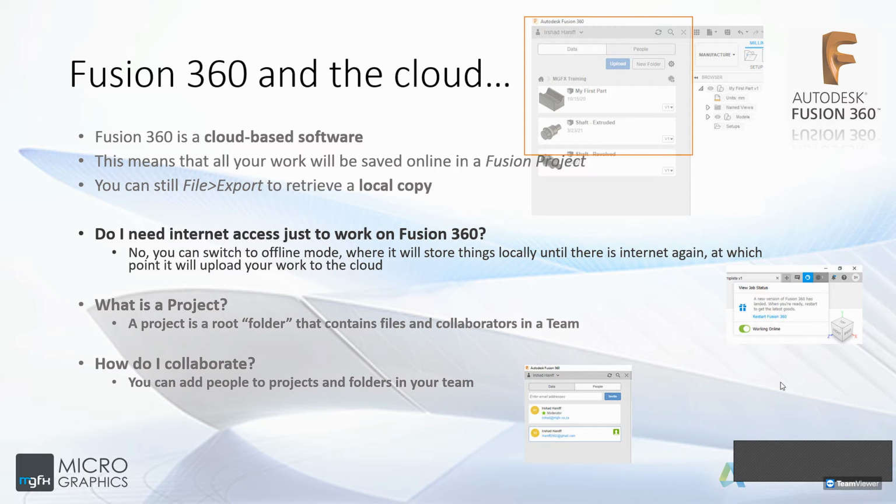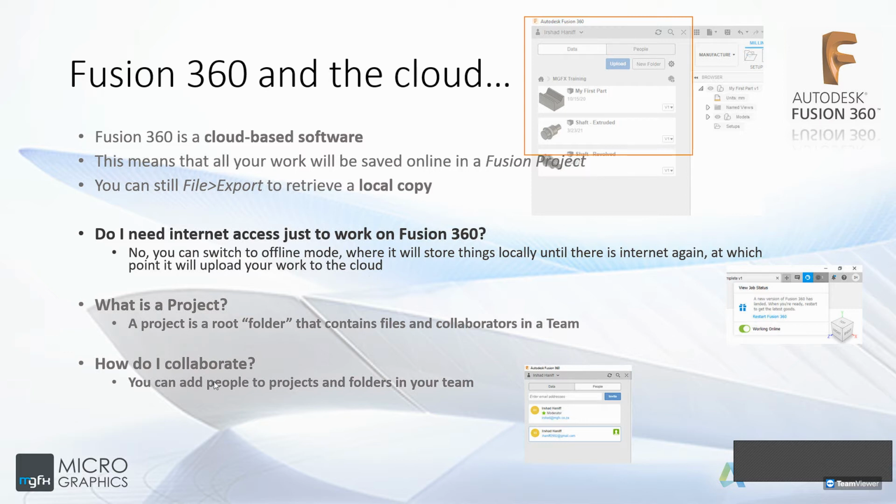Okay, so what is a project? A project is a root folder, I put folder in inverted commas, that contains files and collaborators in a team. So it may contain, for example, your company name and maybe all the projects that you guys are busy working with. And you'll see there are 2 tabs there, data and people, right? So you can include all the data in a particular project as well as the people that you want to collaborate with, and they can all see the same files.